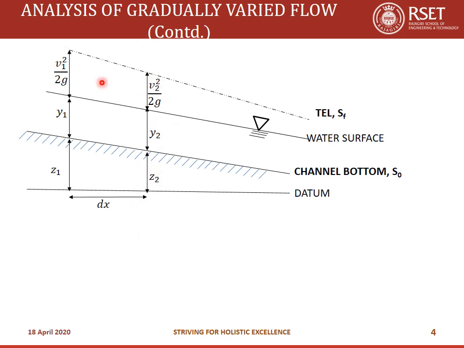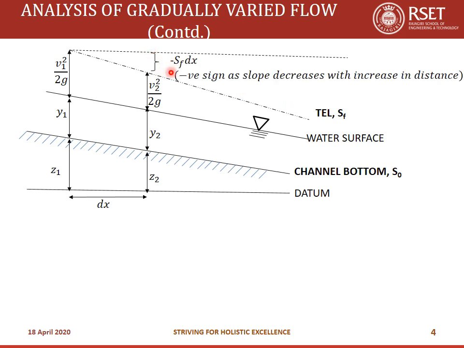Now if I want to find out the difference between the energies at sections 1 and 2, I'm going to draw a horizontal line here, and this is the difference of energies between sections 1 and 2. Now this particular value, I know that the slope of this line is SF and this distance is dx. So naturally this vertical distance is going to be SF into dx. If you want, you can simply work out tan theta. Tan theta is equal to this vertical distance divided by dx. But what is tan theta? Tan theta is SF. So this vertical distance would be SF into dx.